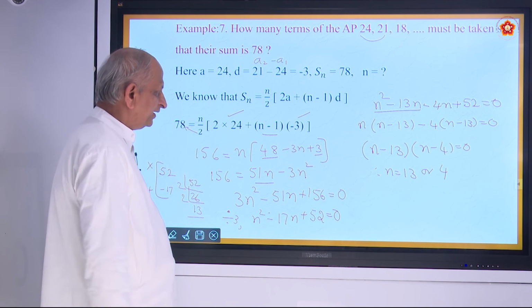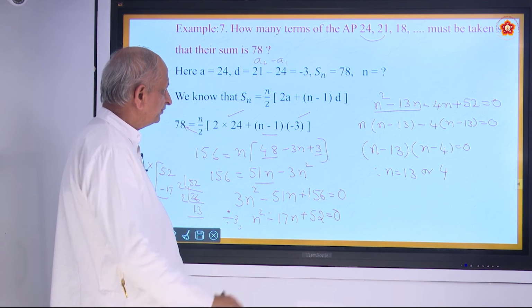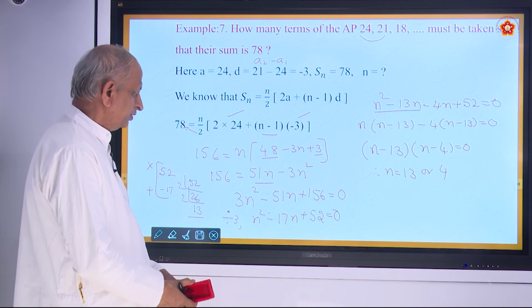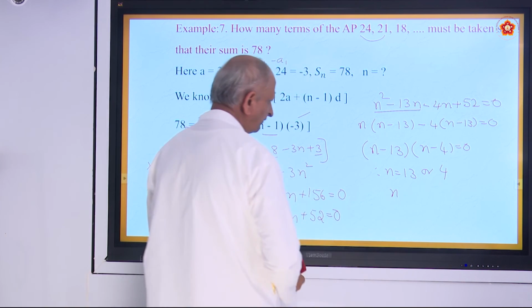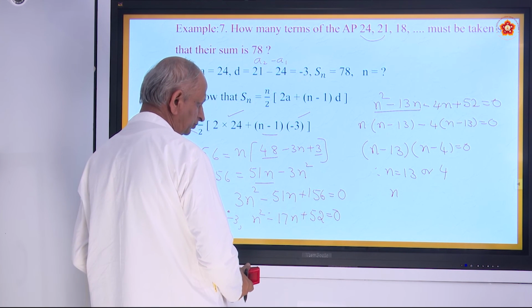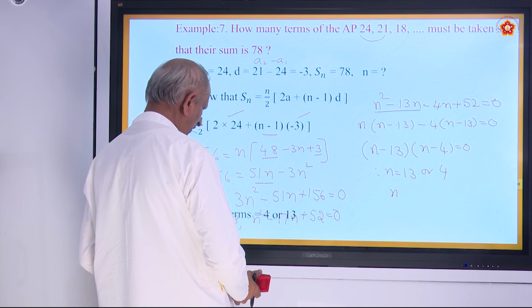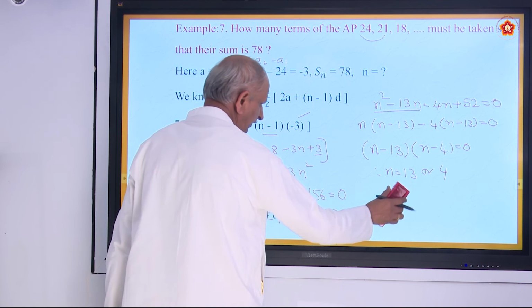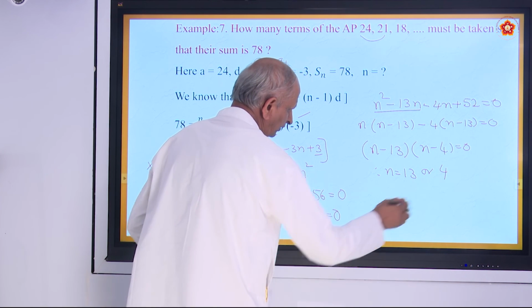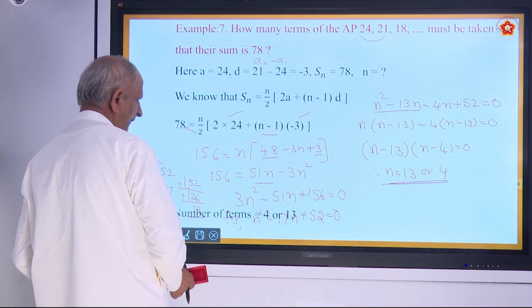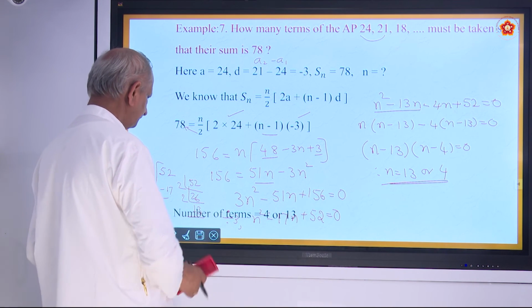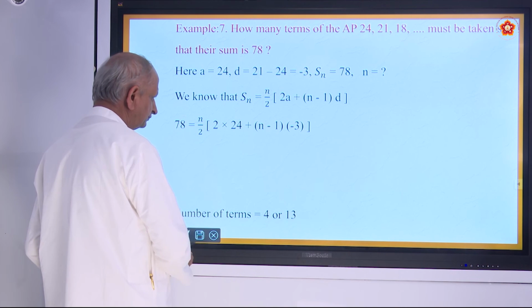So 4 is the correct answer because 78 comes with n equal to 4. So we will take n as equal to 4. So the number of terms is equal to 4 or 13. Any one you can take. Okay. So shall we pass on to the next question? Very happy.